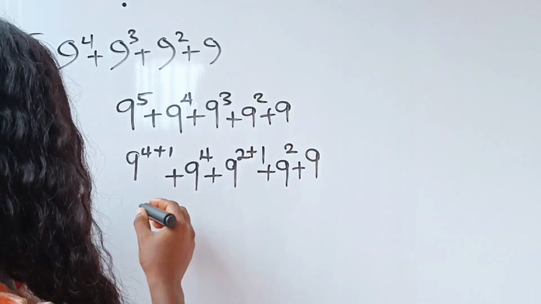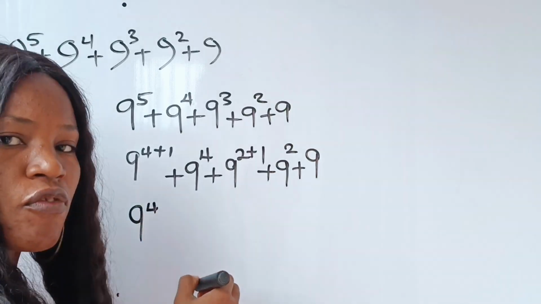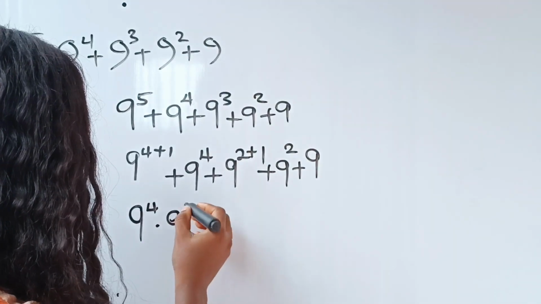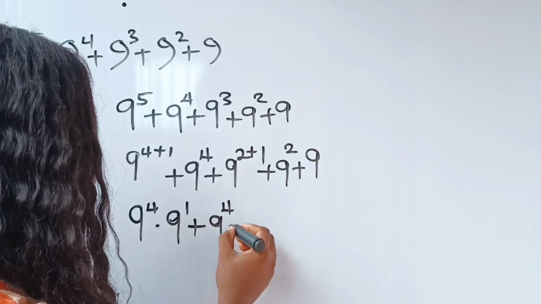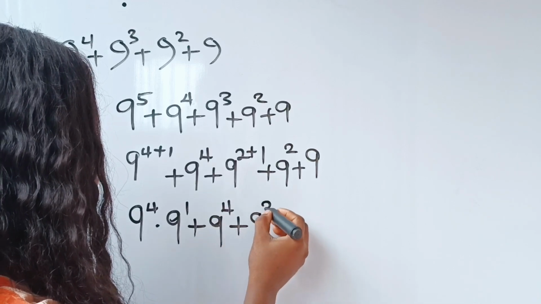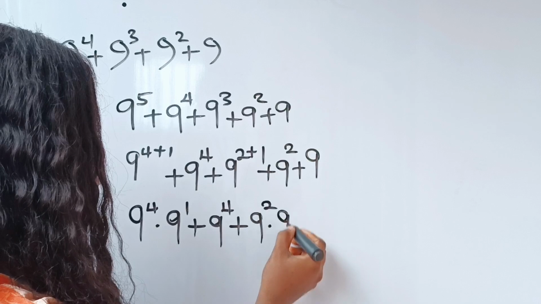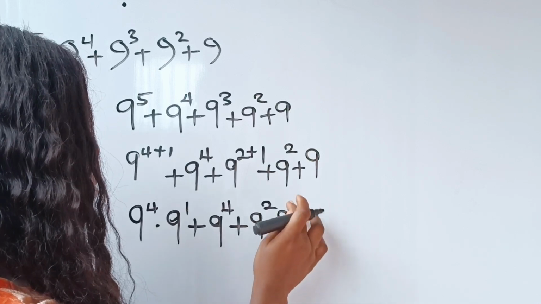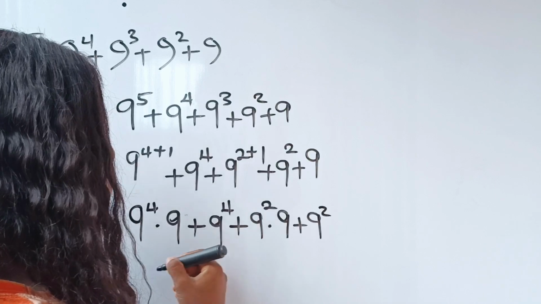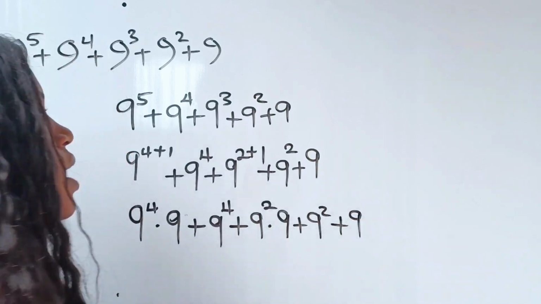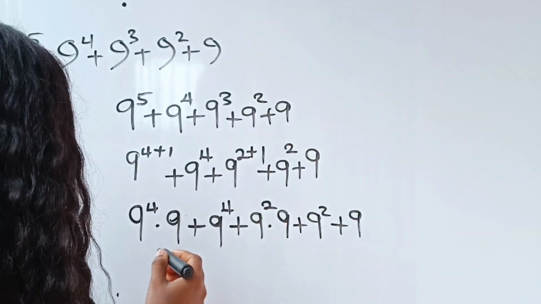If we do that, we have 9 to the power of 4 multiplied by 9 to the power of 1, plus 9 to the power of 4, plus 9 to the power of 2 multiplied by 9 to the power of 1, which is still 9, plus 9 to the power of 2. Then plus 9. Now we continue.